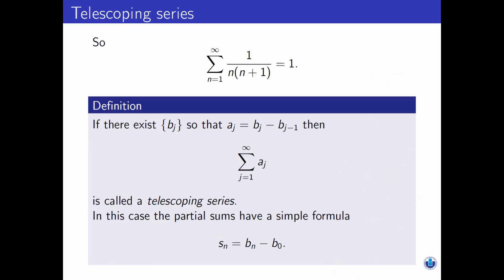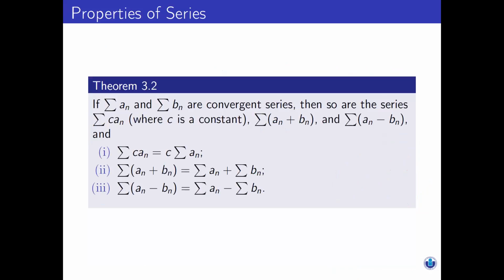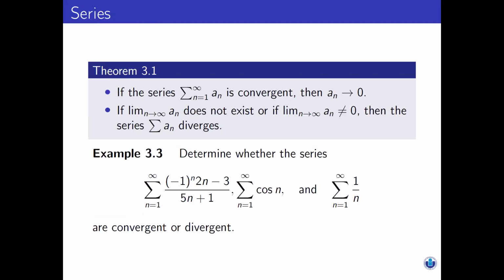So let's talk about some properties of series. This is a very basic criterion: if you have a convergent series, then it must be true that the terms of the series go to 0. And hence, if you have a series where the terms don't go to 0, then the series diverges.